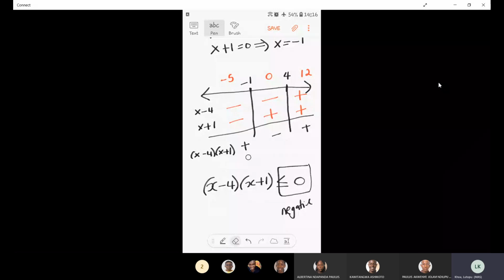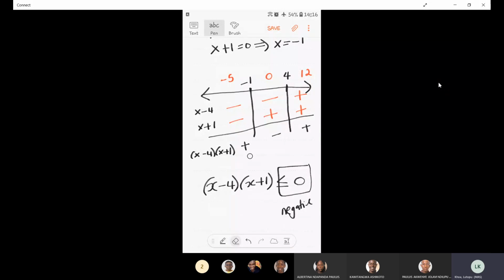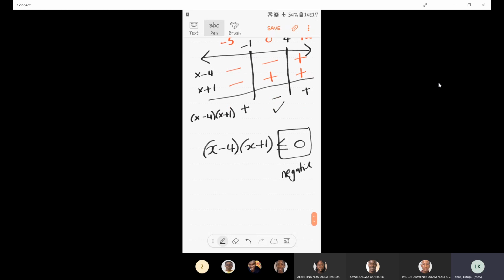In the first region, it's positive. That's not what we want. In the second region, negative. So this is what we want. And then in the third column, this is positive, not what we want. So I'm always looking at the original question in order to determine which of these I want. So it's not that I always want a plus or I always want a negative. What tells me whether I want a positive or a negative is this sign over here. So we say that the middle region is what we want.